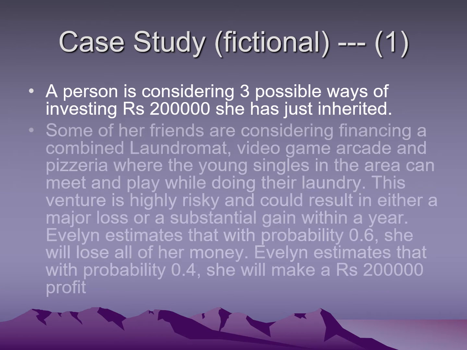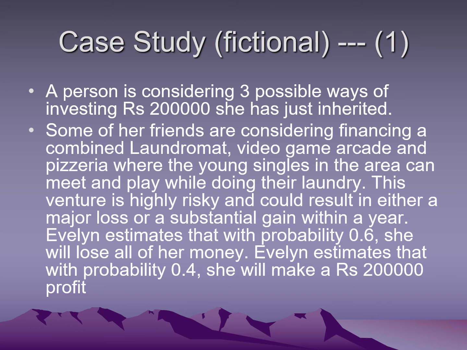There is a person who would like to invest 2 lakh rupees. That person could have a kind of a laundromat come video arcade, and there she may lose all her money with probability 0.6, or she will gain 2 lakh rupees with probability 0.4.